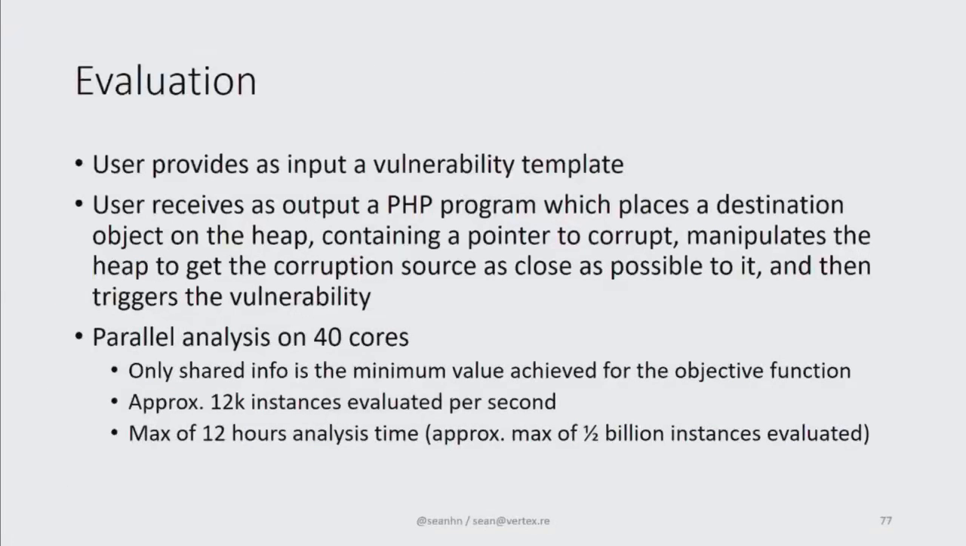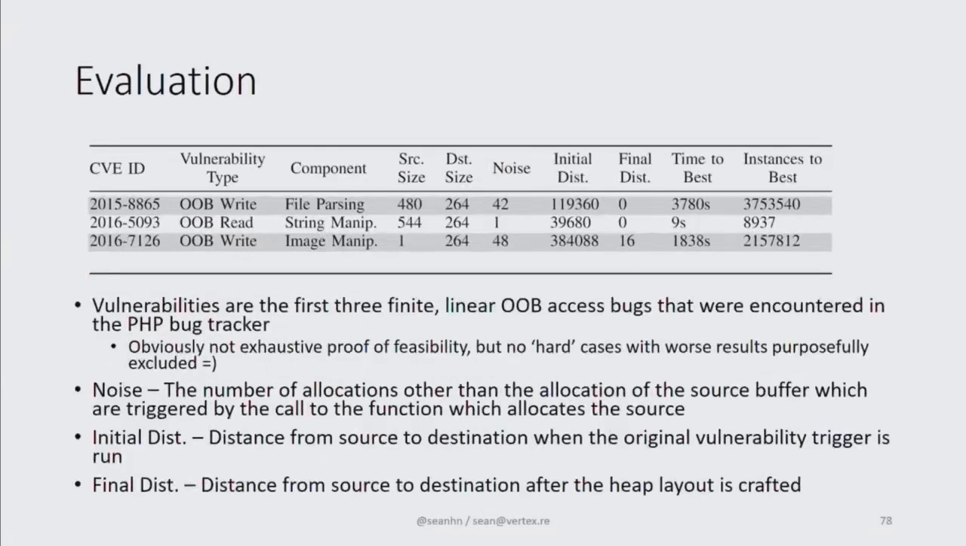Okay, so the evaluation for this was based on 3 CVEs from PHP's bug tracker. If you're wondering how I picked these, I effectively went to the bug tracker and started looking for linear overflows, and these were the first 3 that I came across. There's no purposely hard cases left out. It wasn't the case that I found 100 and these were the only 3 it worked on. These were the first 3 that I came across.